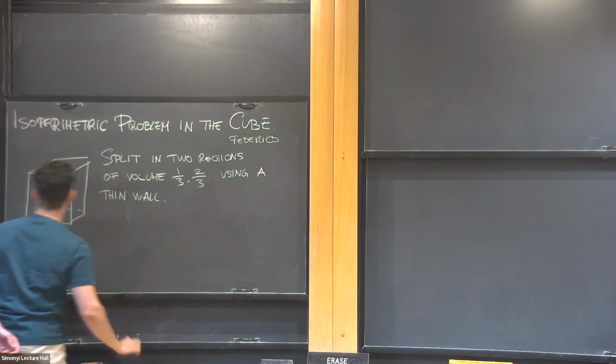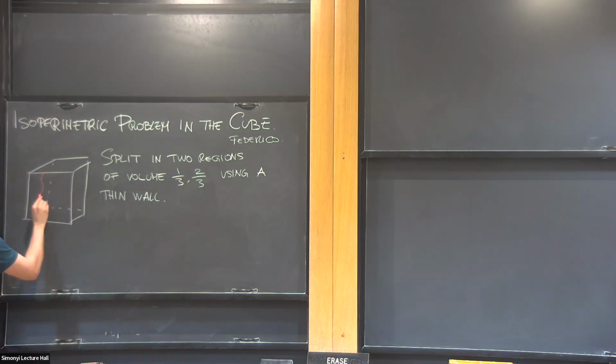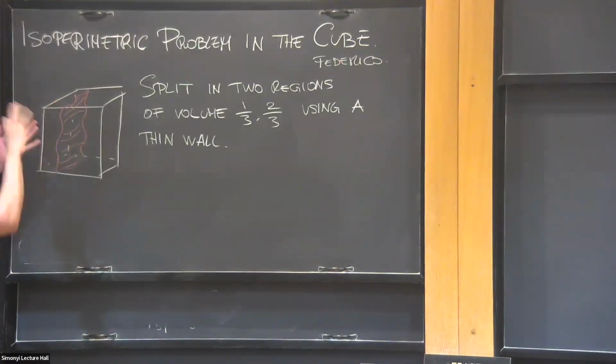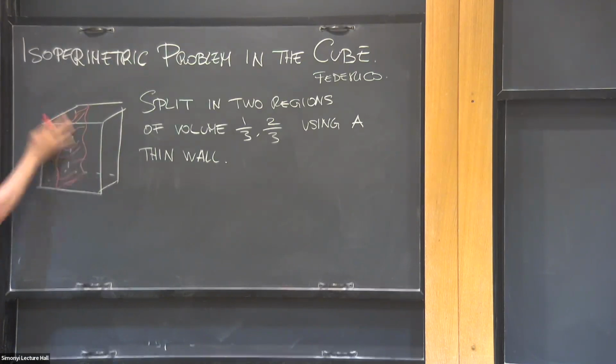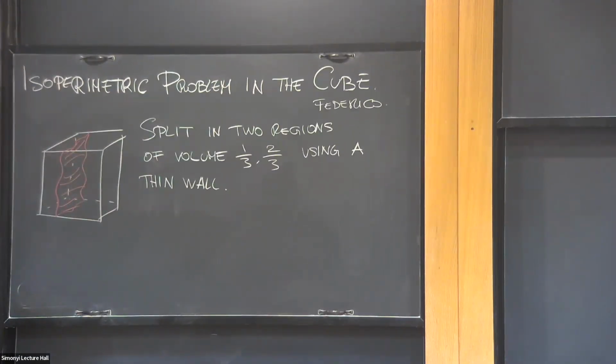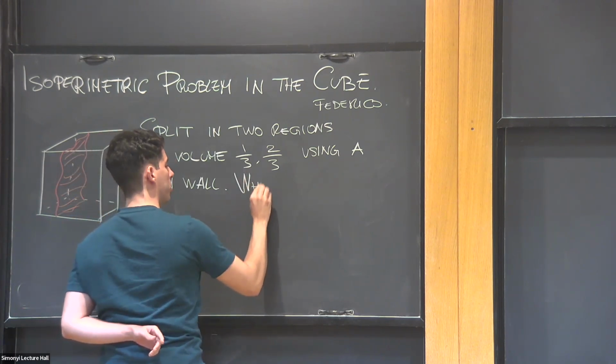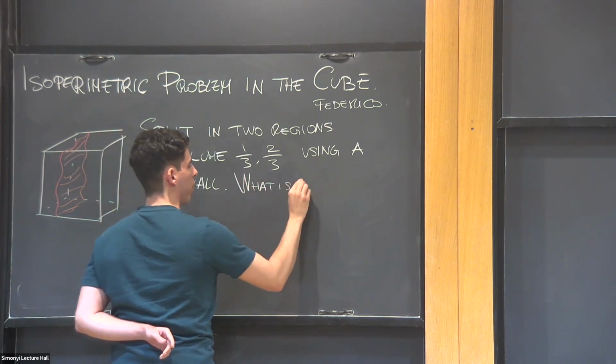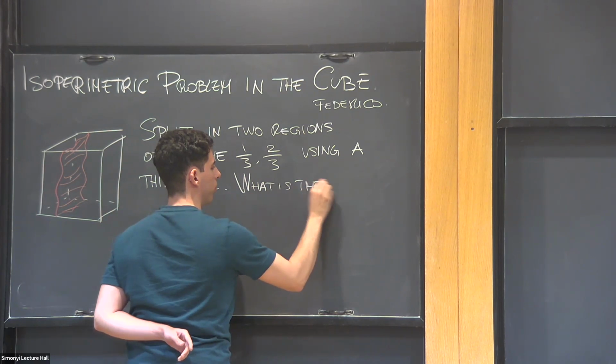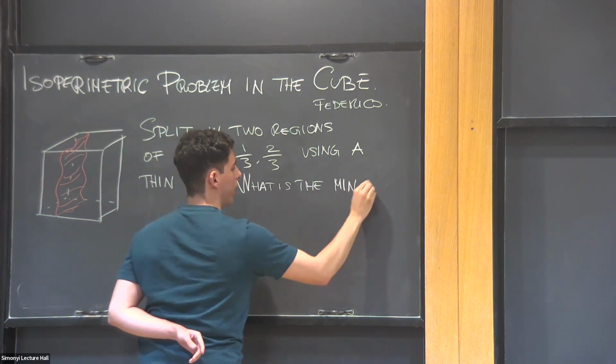So we're talking about something like this. And this is your wall. It splits the cube in two regions and it has a certain area. And the question is, what is the minimal area of the wall?